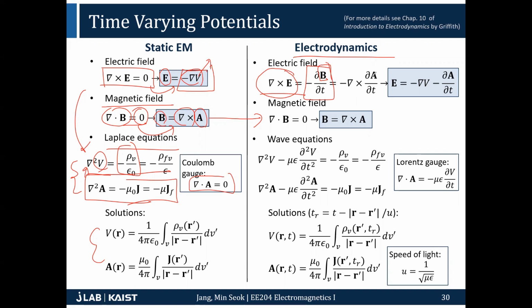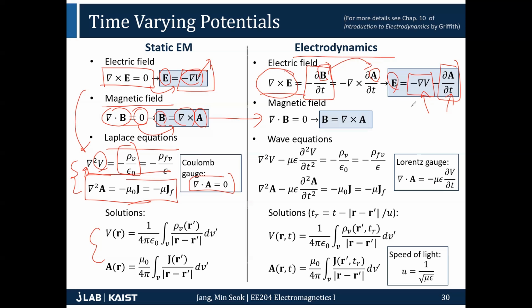The B field can be written like this. So you can express the E field as a summation of the gradient of V, which is just a static term, plus dA/dt, which is the time derivative of the magnetic vector potential. Okay, so you can do that.